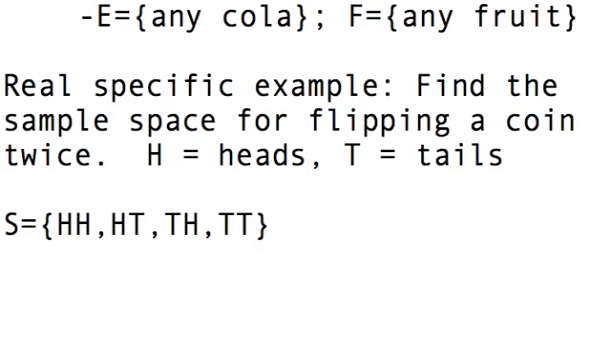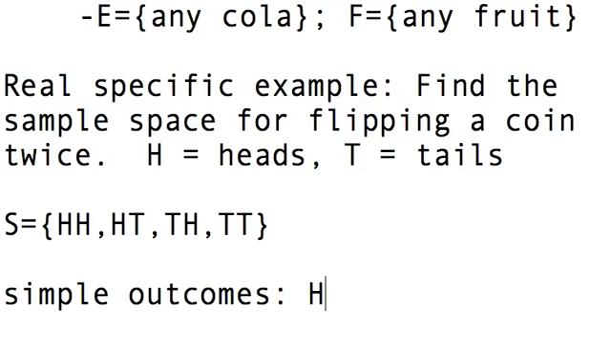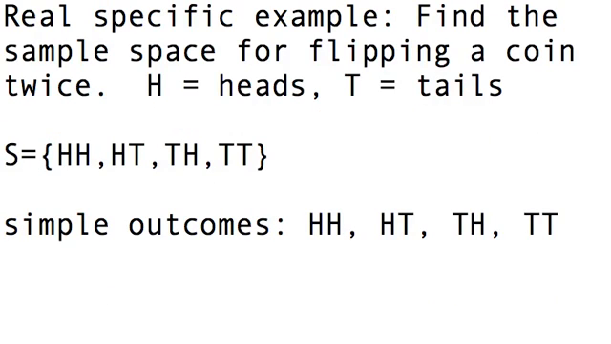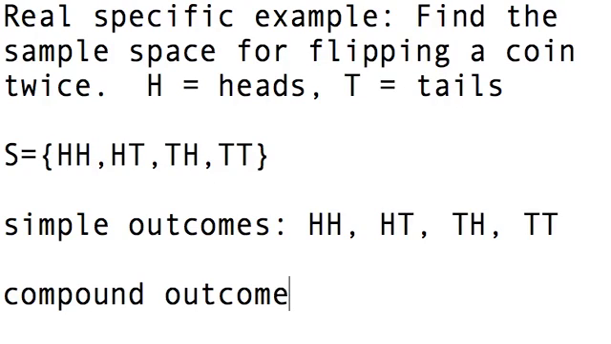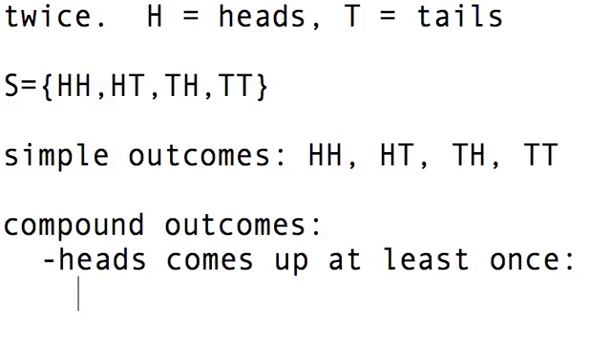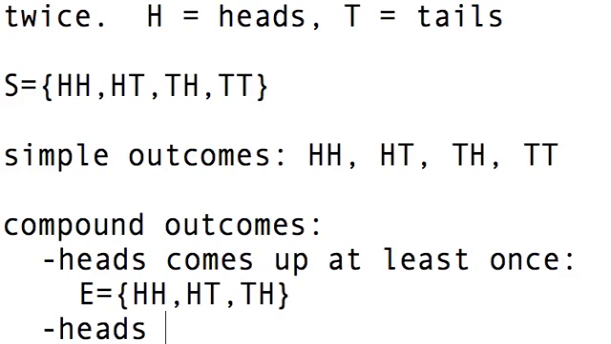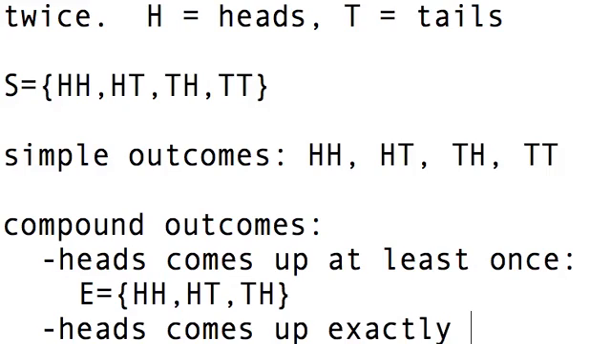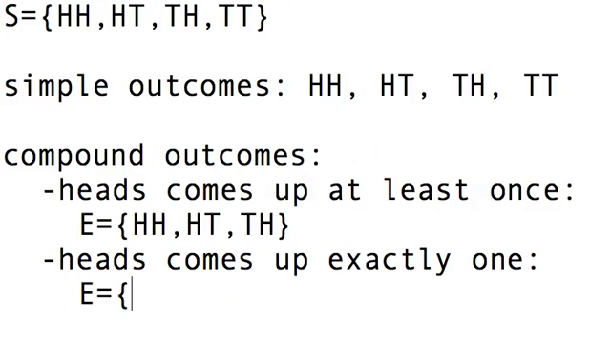And what are the simple outcomes? These are heads-heads, heads-tails, tails-heads, and tails-tails. What are some compound outcomes? Let's say heads comes up at least once. This would be the event HH, HT, TH. Those are the ways that heads could come up at least once. What about heads comes up exactly once? I could write this as HT or TH.